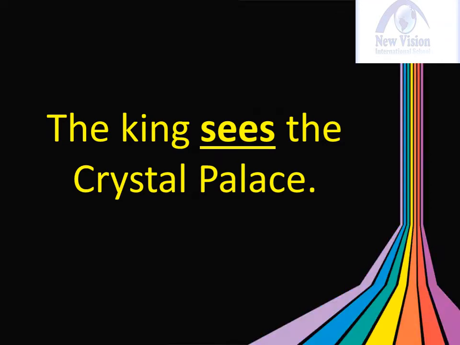Sample sentence: the king sees the crystal palace. The underlined verb is sees, and it is in the present tense.